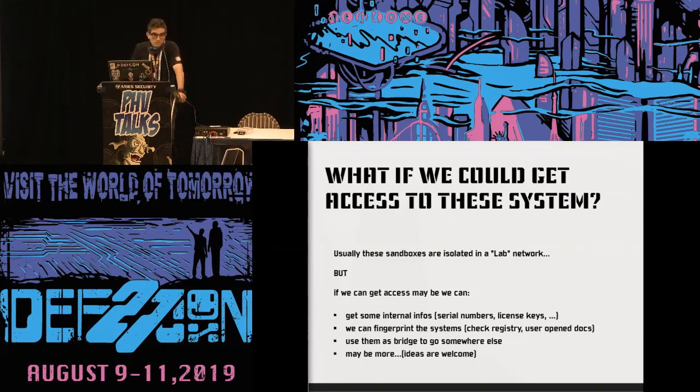For example, we can try to get some internal information that is maybe not meant to be disclosed, like serial numbers. The first thing I thought of was the serial number of the Office installation. Or maybe we can try to fingerprint the system to understand if you are in a sandbox. We will see later that this may be done for some nefarious reasons. Or maybe use them as a bridge to go somewhere else, and maybe other things as well.